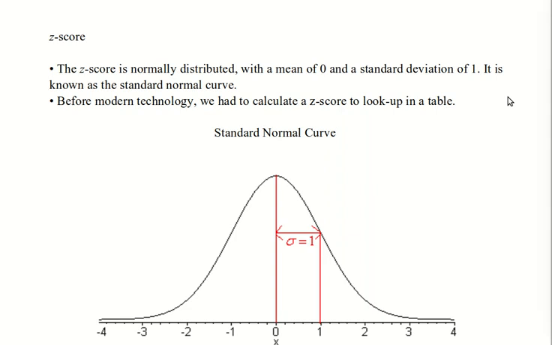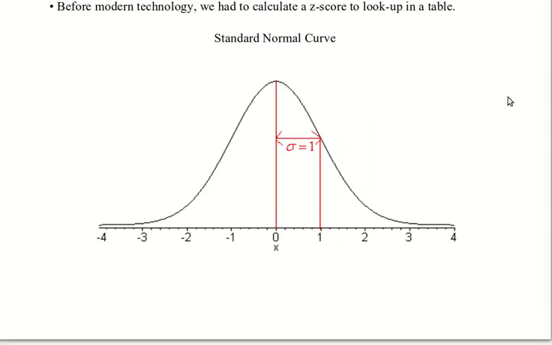So before technology, when I was taking stats, we had these pull-out tables from the back of the book. We were allowed to bring them to exams, and our instructors looked at them to make sure that we hadn't written other stuff on them. But now we have technology, so we don't have to look up z-scores in a table. We look them up on our calculator.